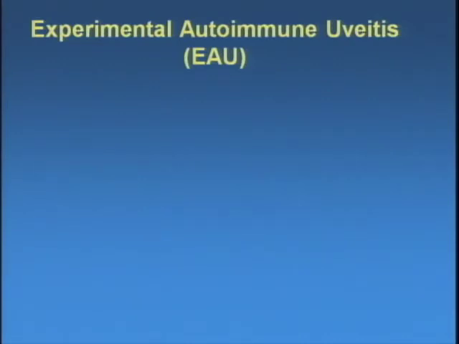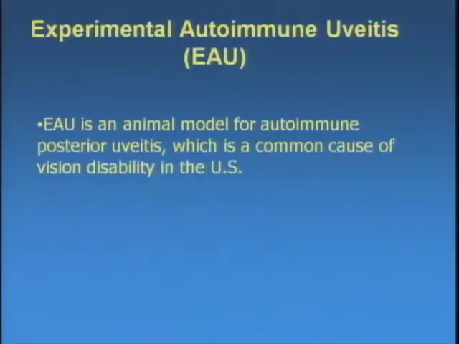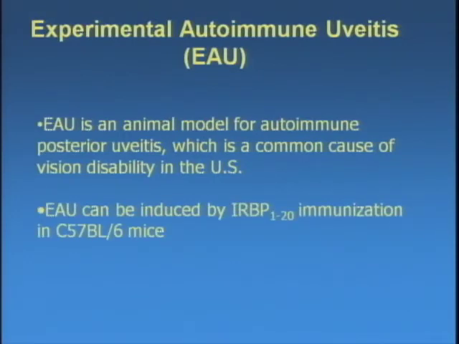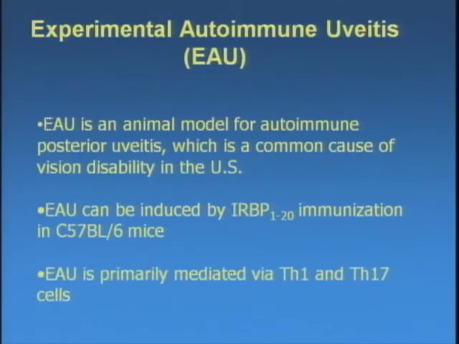So we showed that RPE can induce MDSC, and those MDSC can inhibit T cell proliferation in vitro. Do they work in vivo? To test that, we used a model called experimental autoimmune uveitis. It's an animal model for autoimmune posterior uveitis, which is a common source of vision disability in the US. EAU can be induced by immunizing C57 black mice with IRBP 1-20 peptide.